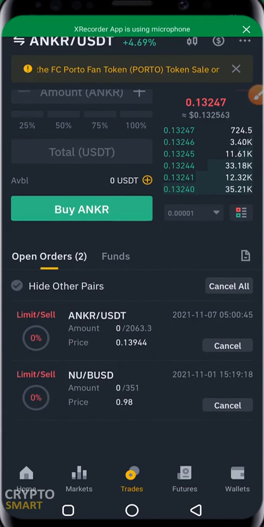Just a recap. In this video, we were able to look at what a centralized exchange is, what a decentralized exchange is, examples of centralized exchanges, and examples of decentralized exchanges.